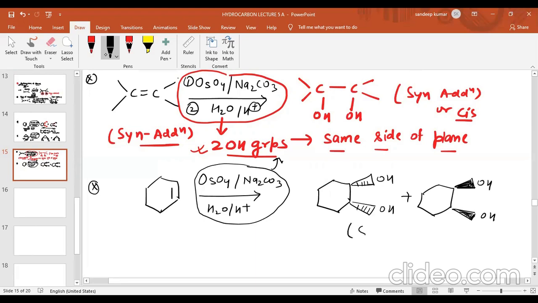So this also follows which addition? Syn addition. This also follows syn addition reaction. Now see another question.